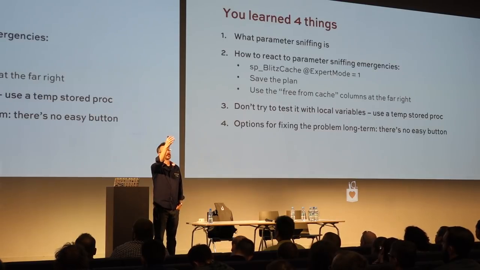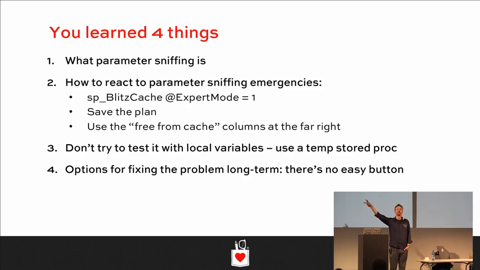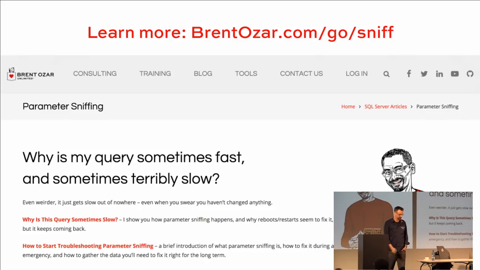So the four things that I wanted to teach you inside here. First, what parameter sniffing is. Second, how to react to it with sp_BlitzCache with expert mode turned on and just free one individual plan from the cache after you've saved that thing. Third, don't test it with local variables. You have to test it with a real stored procedure. And then finally, option recompile, not such a great trick when this thing starts to be executed more and more frequently and the wrong people may see someone else's results.